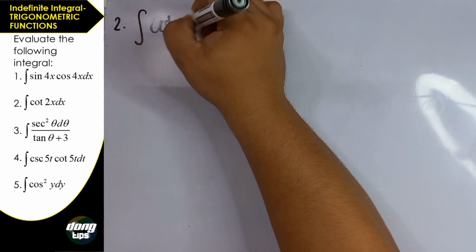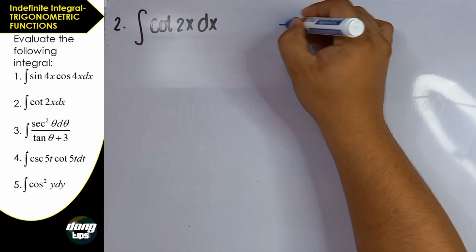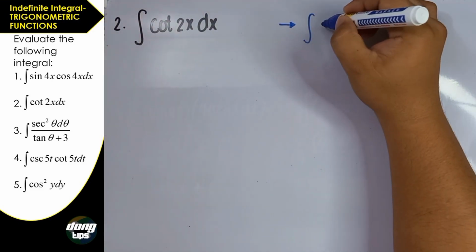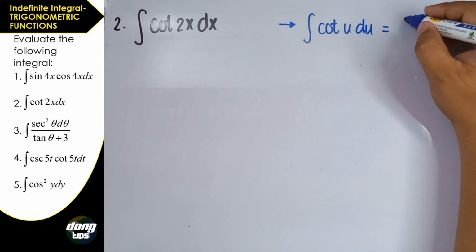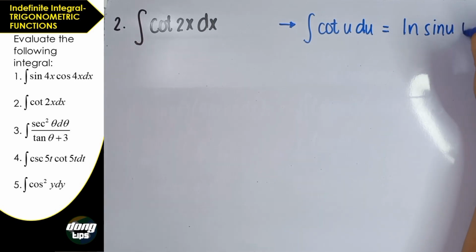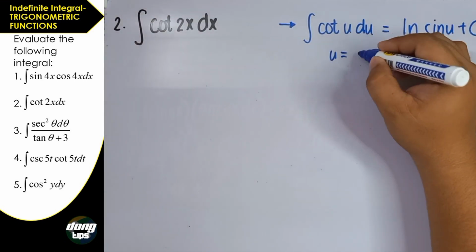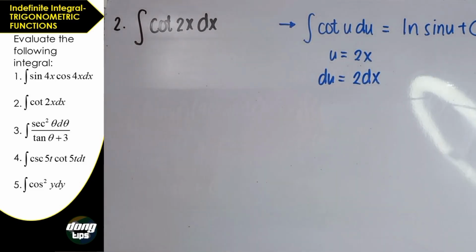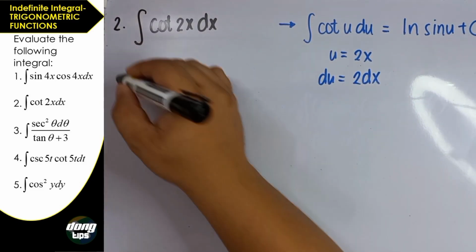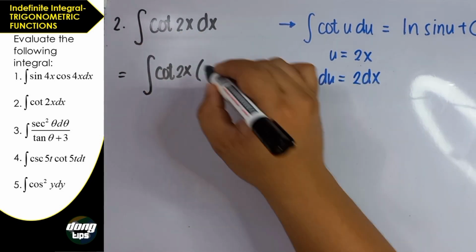Evaluate the integral of cotangent of 2x dx. We will use the formula for the integral of cotangent of u du. From the given, u is equal to 2x, and the derivative is 2 dx. Since the derivative of u should be 2 dx, we have to modify it before we integrate.